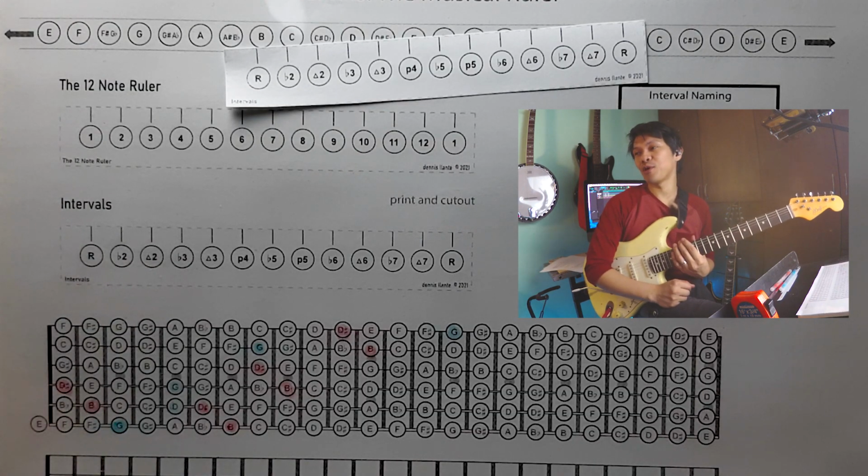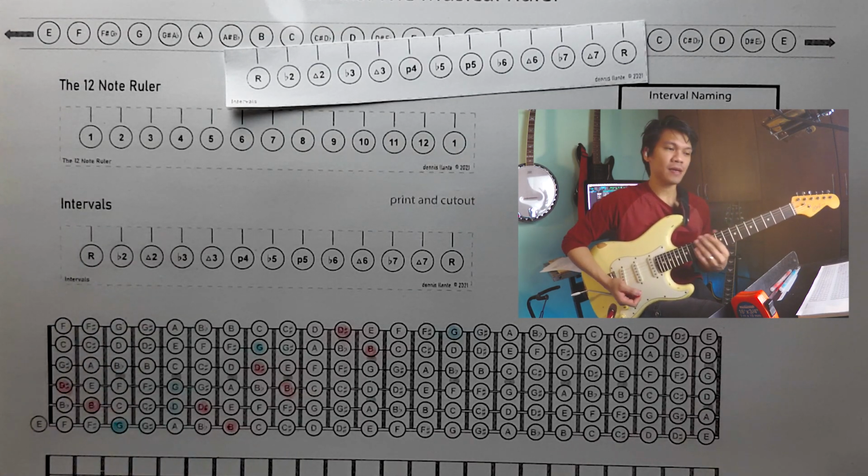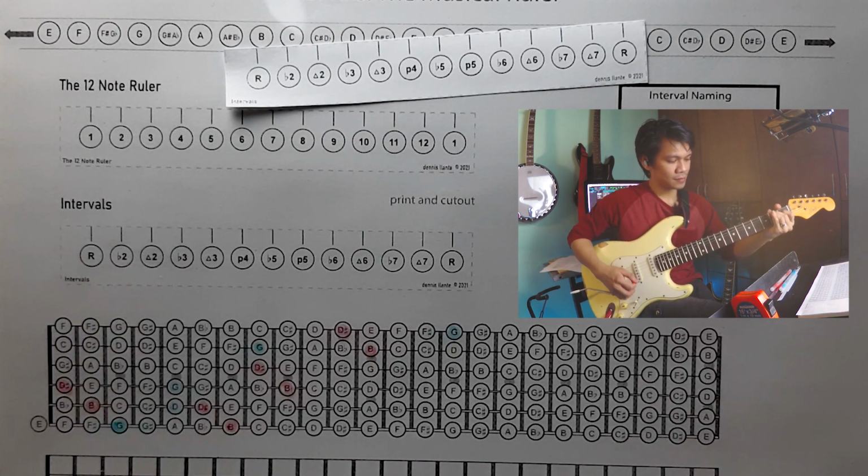So what's a harmonic interval? It's basically playing the notes together. So if we use the same example, B and the major third, we're just playing it together.